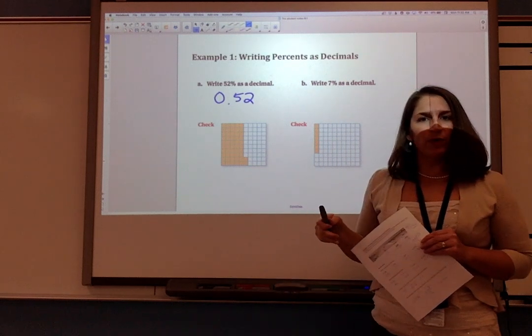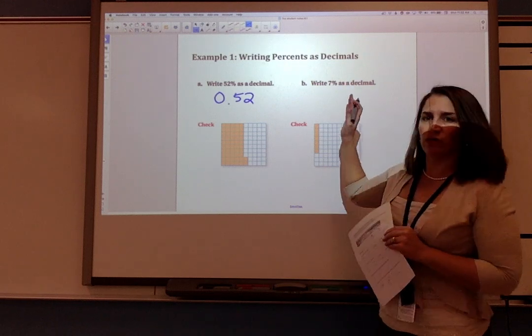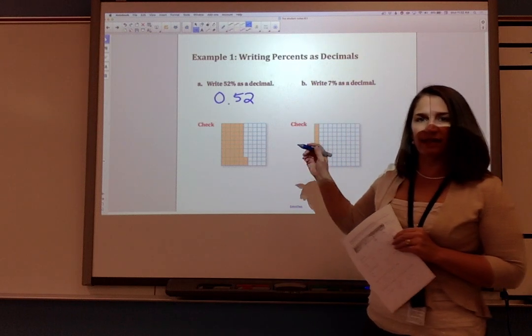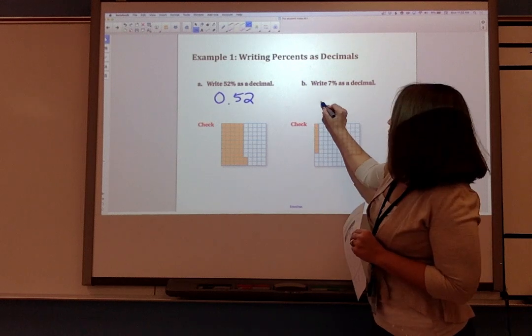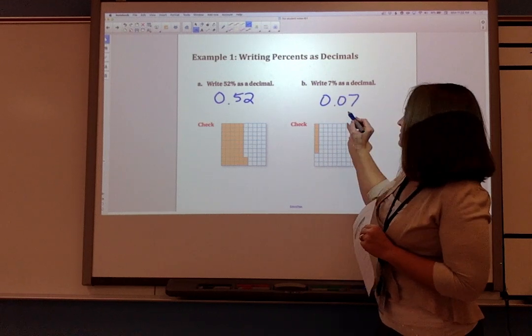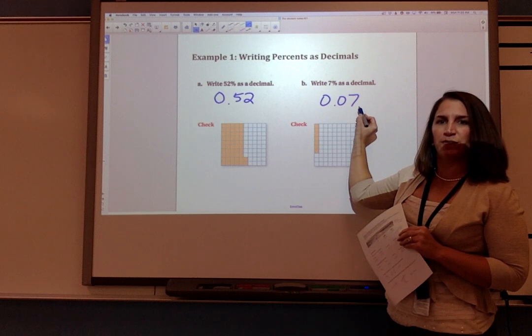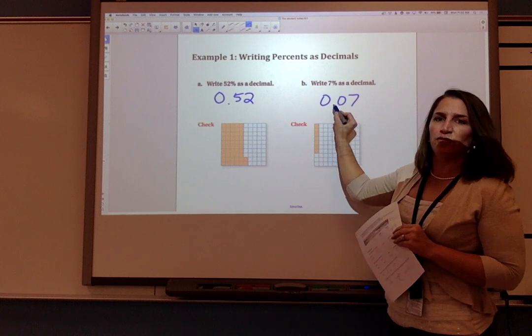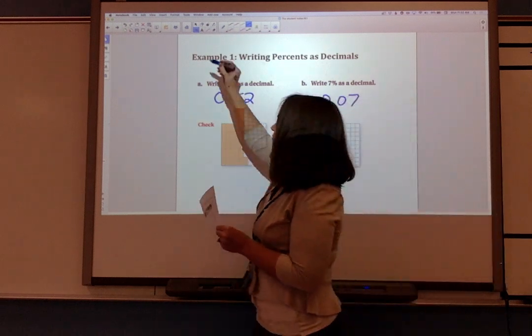For the next example, we have 7%, so we're going to drop the percent symbol, and this time, in order to move the decimal point over 2 places, we actually have to add a 0. So the decimal point goes from after the 7 to over here, 0.07.